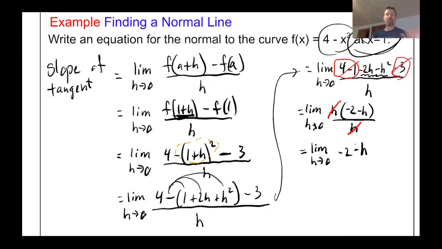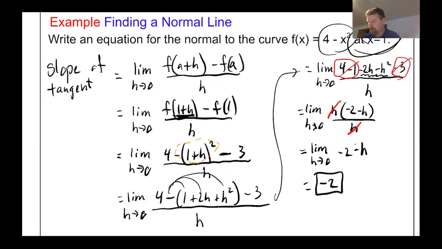But now that I'm not dividing by 0, when I plug in that 0 for the h, you can plug in a 0. Negative 2 minus 0 is negative 2. That's the slope of my tangent line. It's a lot of work, but now that I did that work, the rest of it is actually pretty easy.